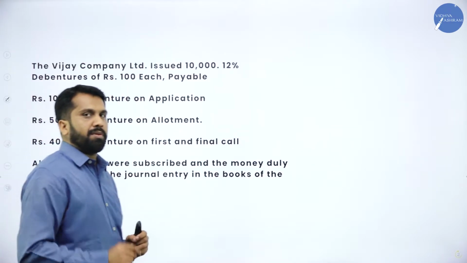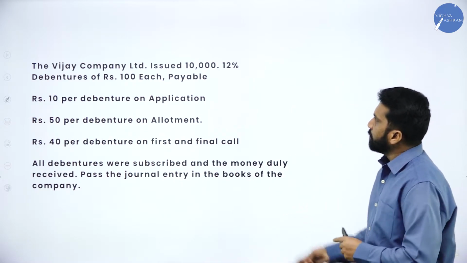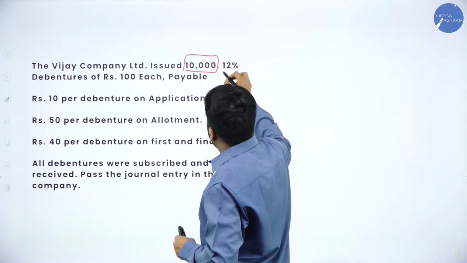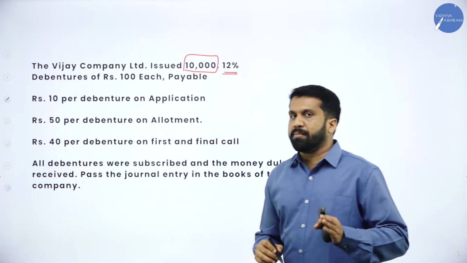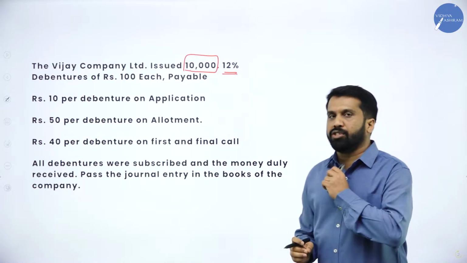This will be our first problem on 6 marks. Your question will be like this. Vijay company issued 10,000, 12%. What do you mean by this 12%? Yes. What is this 12% debenture means?